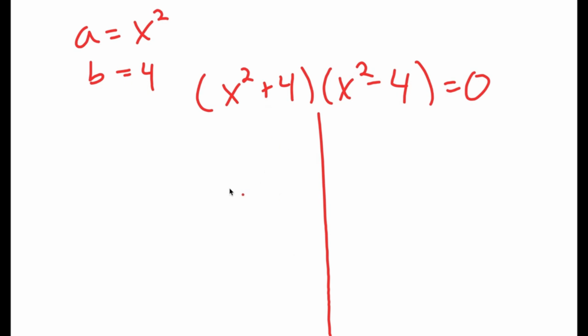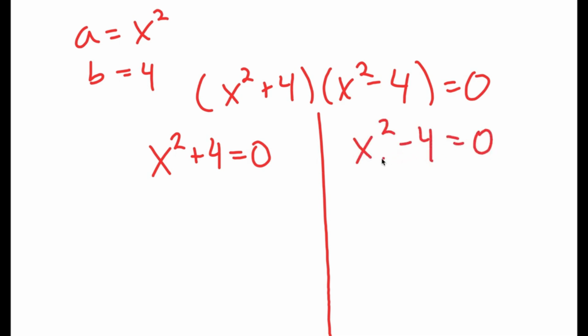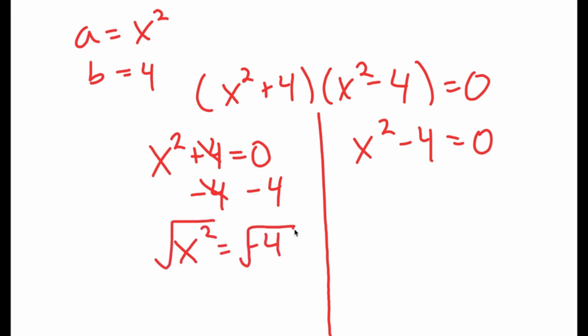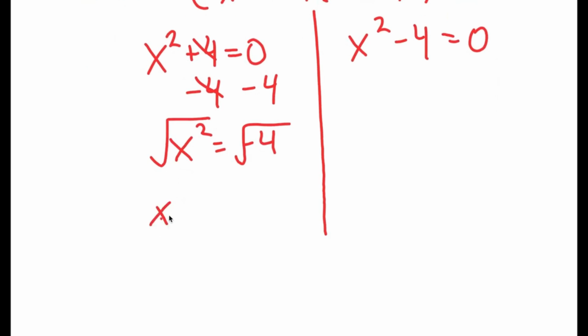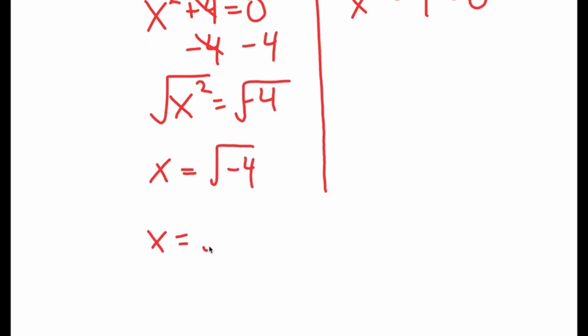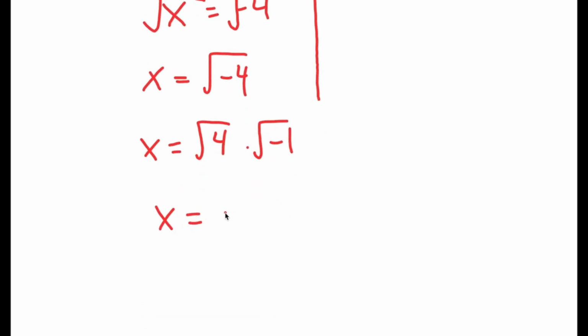Now I can divide this into two equations. I have x squared plus 4 is equal to 0, and x squared minus 4 is equal to 0. So for x squared plus 4 equals 0, I'm going to subtract 4 on both sides. So I get x squared is equal to negative 4. And now I'm going to take the square root on both sides. The square root of x squared is simply x. So I get x equals the square root of negative 4. Now the square root of negative 4 is the same thing as the square root of 4 times the square root of negative 1. And the square root of negative 1 is equal to i, so I get x is equal to 2i. And this is positive or negative.